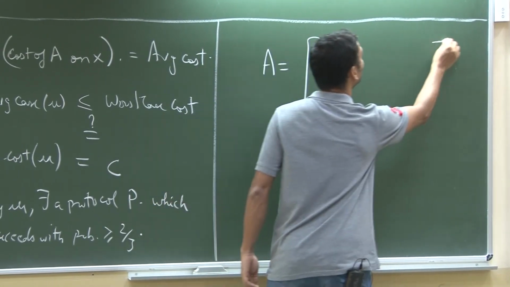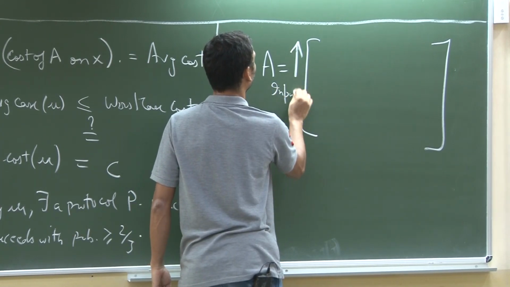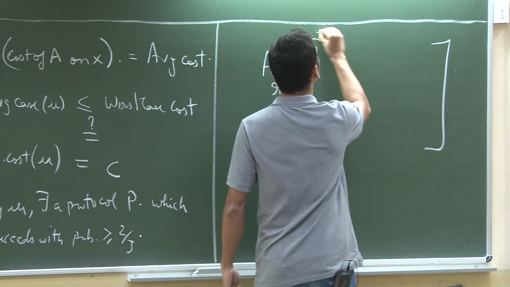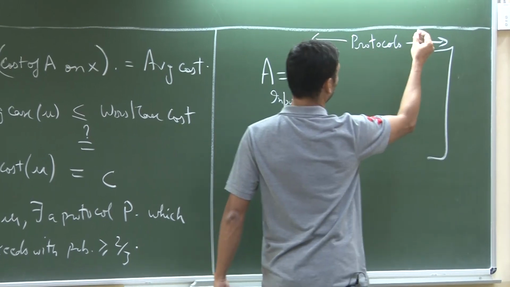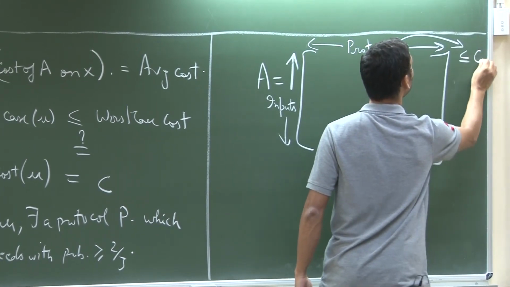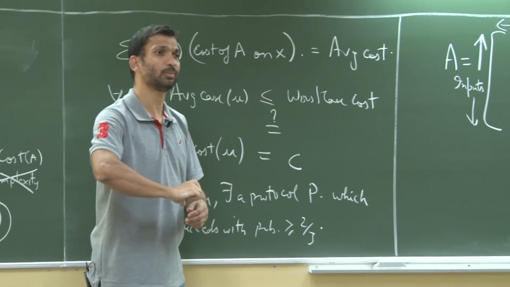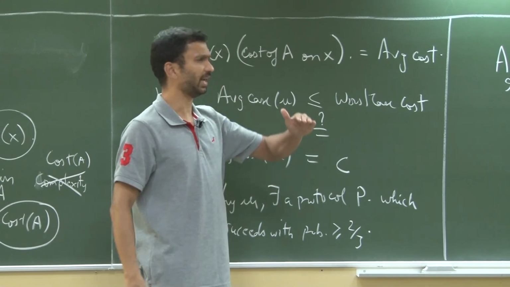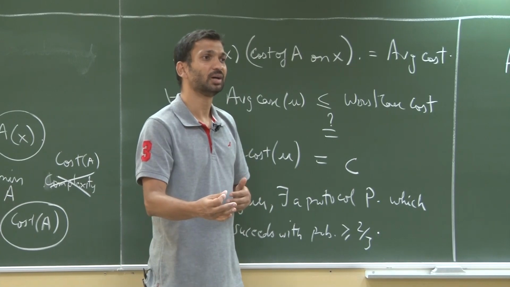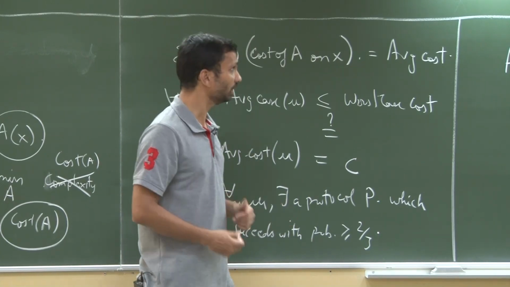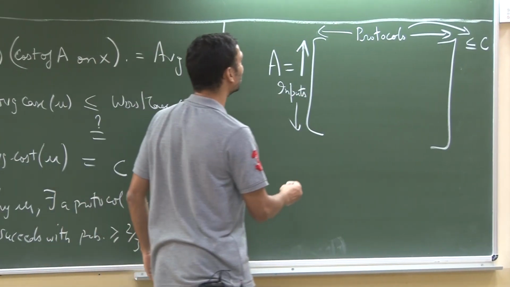Define A. What do I want? I want inputs here, protocols, and again when I say protocols, they have communication cost less than or equal to C. Okay? So now after defining this, I have C amount of communication, I have fixed that amount of communication. How much error do I have to make, right? So this is the setting up.